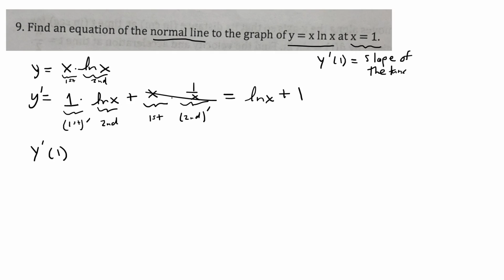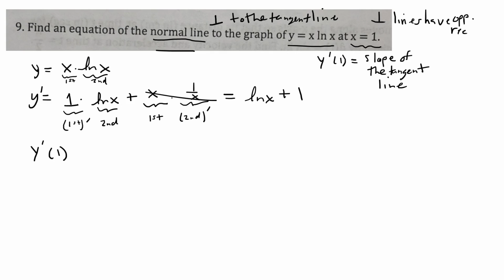And the connection between the tangent line and the normal line is that the normal line is perpendicular to the tangent line. What does that mean for us? Well, perpendicular lines have opposite reciprocal slopes. And so, if we know the slope of the tangent line, we can take its opposite reciprocal to get the slope of the normal line.